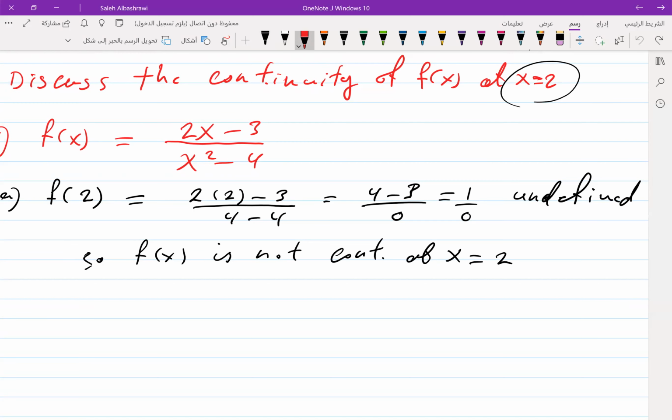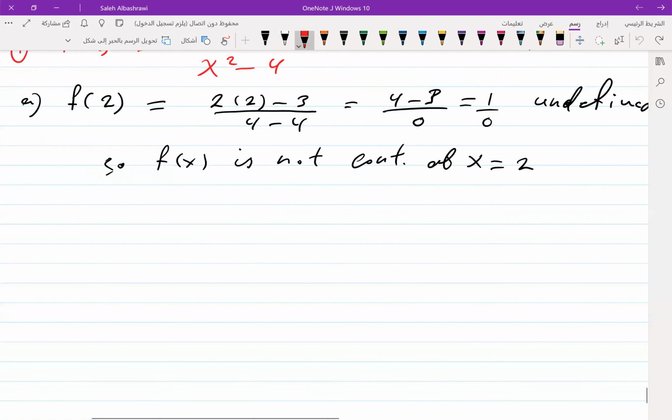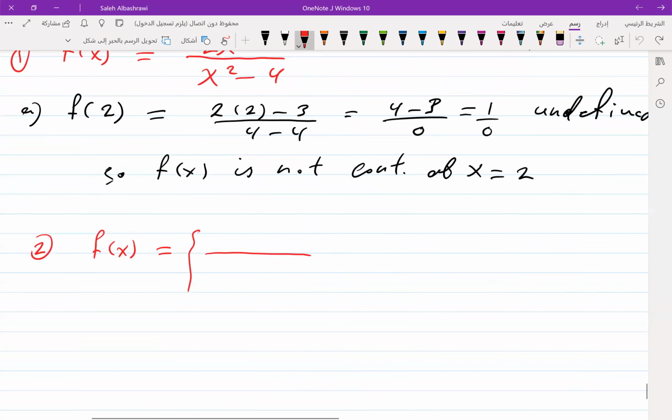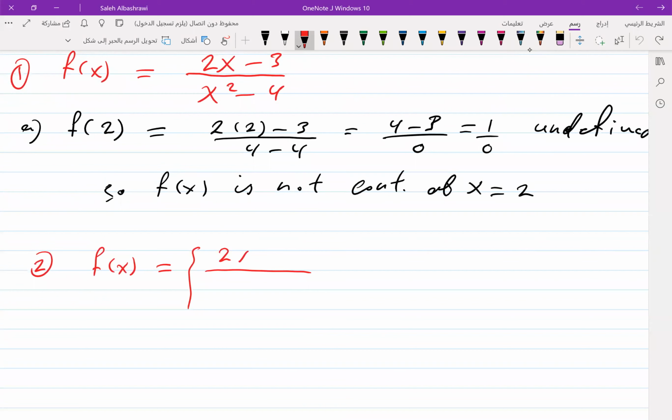Let's take another example, number 2. f of x equal to, use the same function, 2x minus 3 over x squared minus 4. For example, x equal to, or let me choose 4.